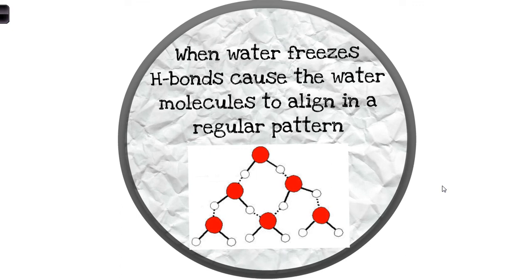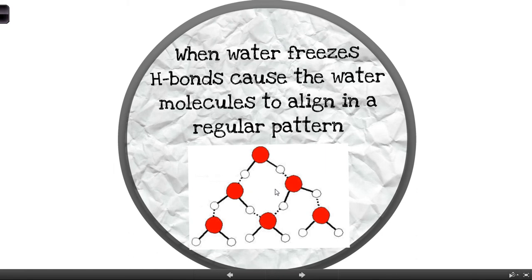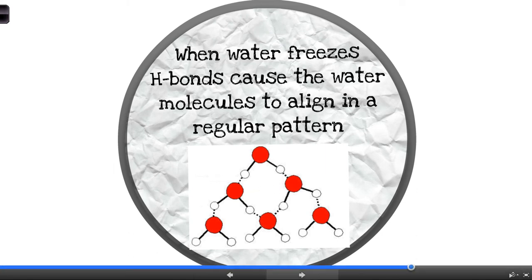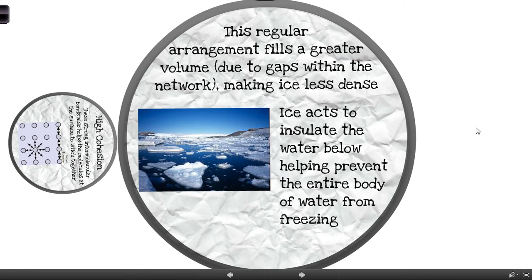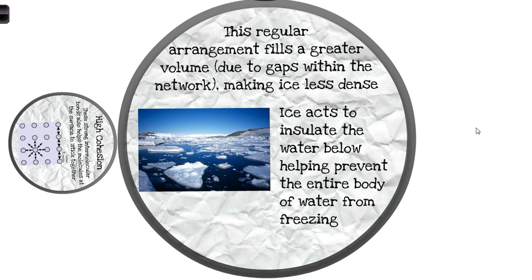But water, because it lines up in a set pattern, and because there are gaps in that pattern, actually takes up slightly more space. Now that's really important because that regular arrangement fills a greater volume because of those gaps, which makes ice less dense. That's what makes ice float.